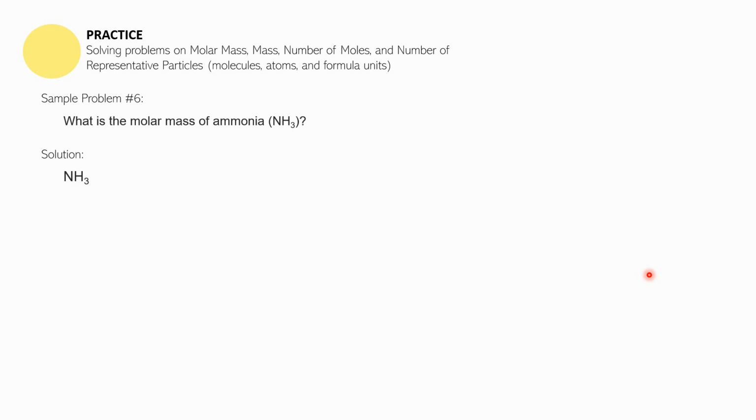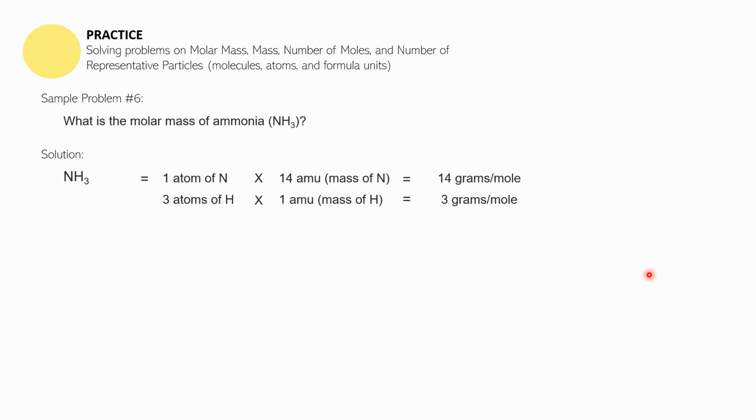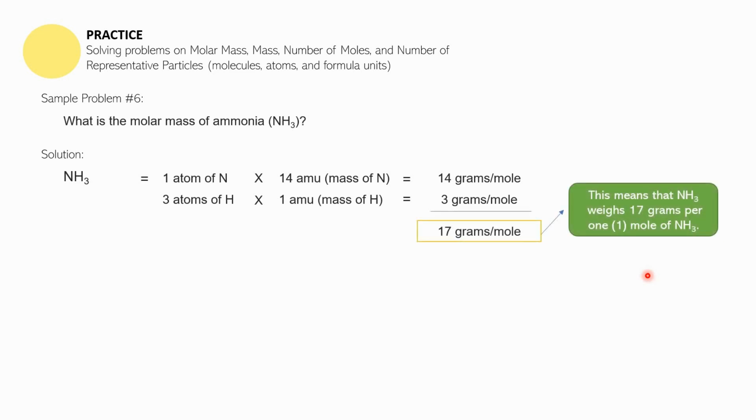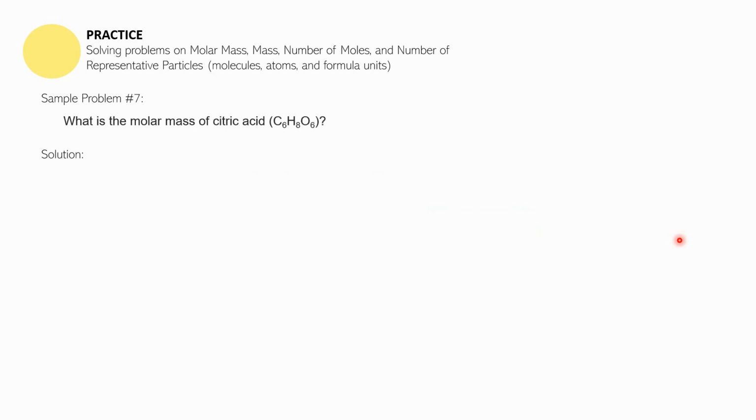So NH3, it has nitrogen and hydrogen with the following number of atoms, and then their atomic masses are the following. You multiply them, you'll get the following products, and then you add these to get the sum, 17. That means there are 17 grams per 1 mole of NH3. Very good. I hope that you got the correct answers. Next is sample problem number 7.